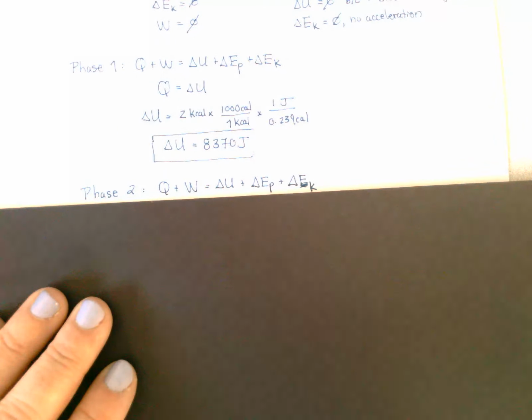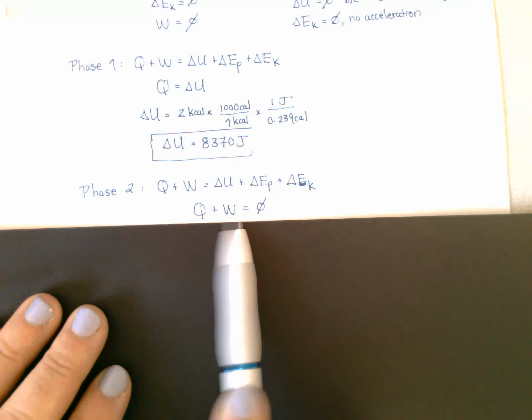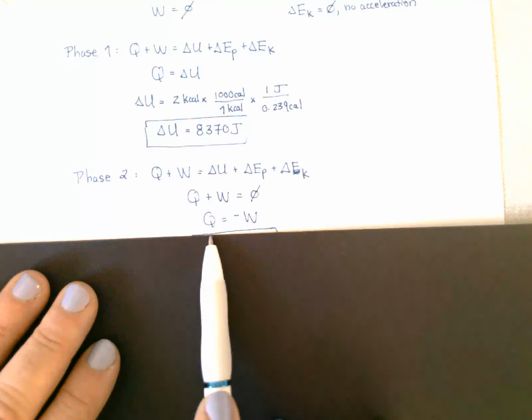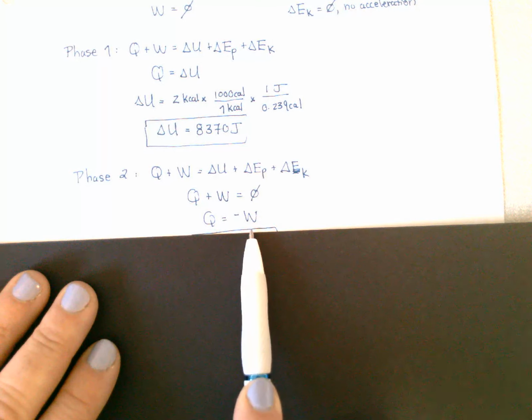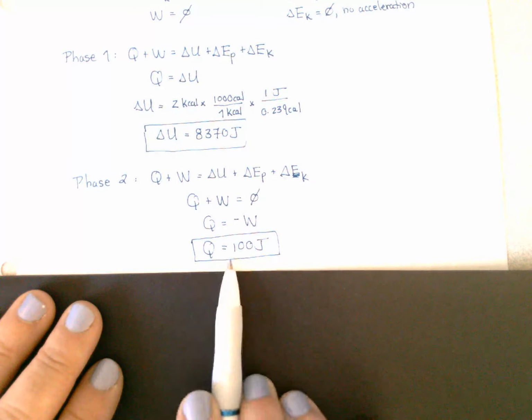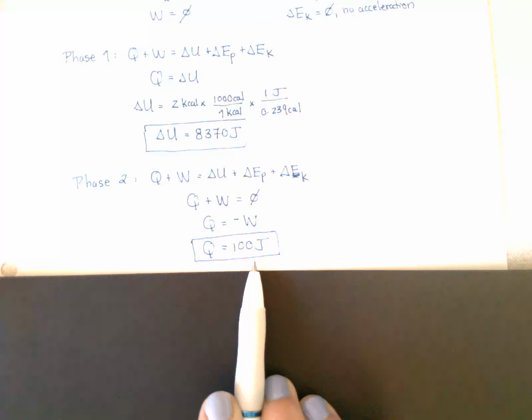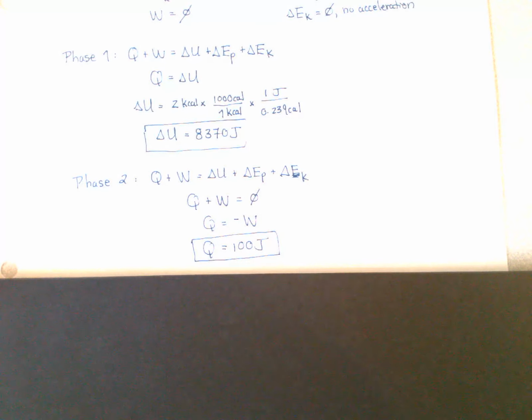In phase 2, we write our general balance equation again. This is our new one for closed systems. If we look at it, we only have work and heat in this system. That means your heat is going to equal your negative work, but work was defined as negative above, which means that your heat transferred is going to be 100 joules in this scenario. So that's it for this example.